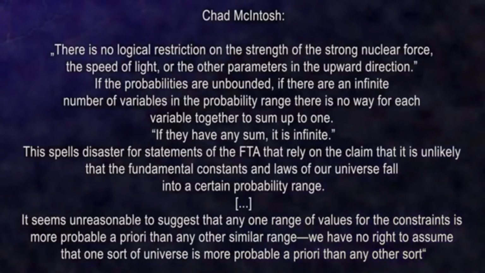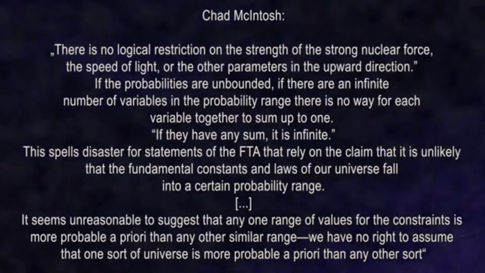This spells disaster for statements of the fine-tuning argument that rely on the claim that it is unlikely for the fundamental constants and laws of nature to fall into a certain probability range. It seems unreasonable to suggest that any one range of values for the constraints is more probable a priori than any other similar range. We have no right to assume that one sort of universe is more probable a priori than any other sort of universe.